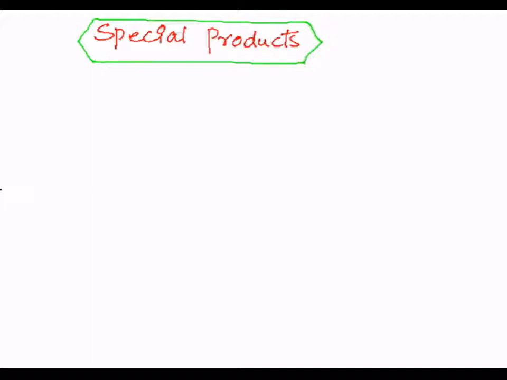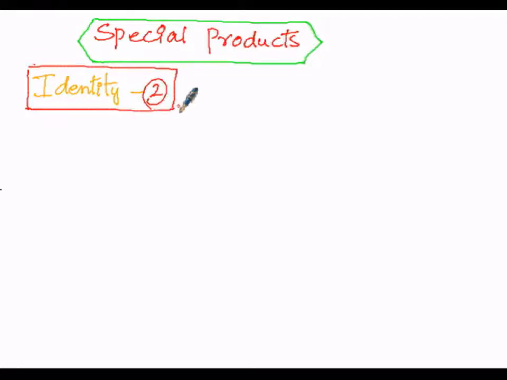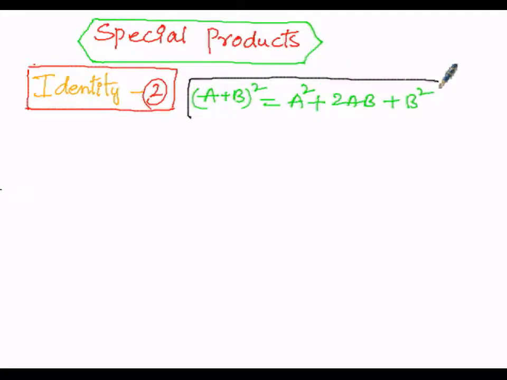So here the identity number 2 is (a plus b) whole square equals a square plus 2ab plus b square. We are going to prove it first of all by means of the algebraic method. The proof starts now.